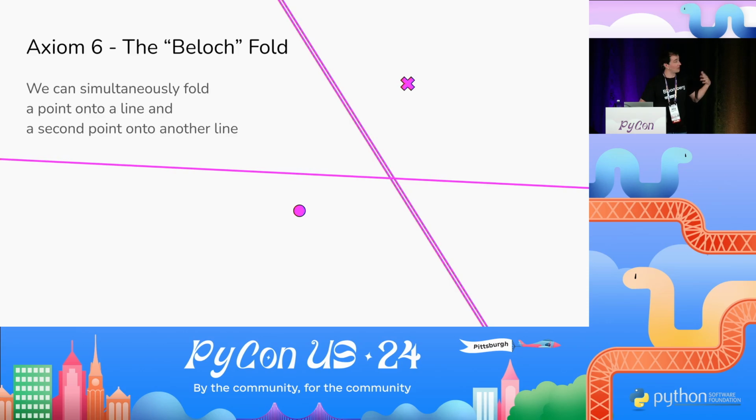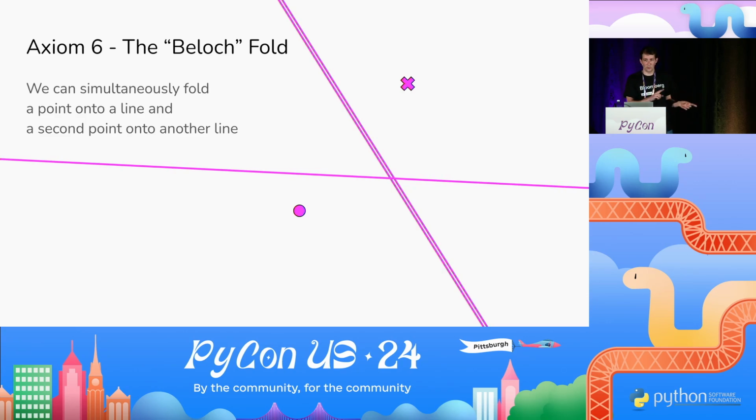Another fold, which we call Axiom 6, is really special. It's kind of the big one. It's got its own name, the Belloc fold, and it's named after Margherita Belloc, an Italian mathematician, who didn't discover the fold, but is generally credited as the first person to realize its potential and its power in computation and calculations. It says we can put one point onto a line and simultaneously a second point onto a second line.